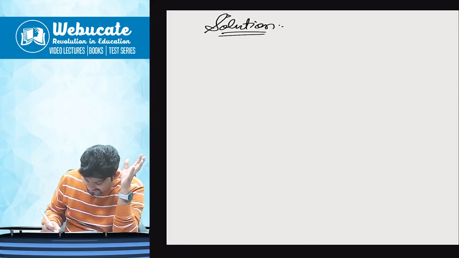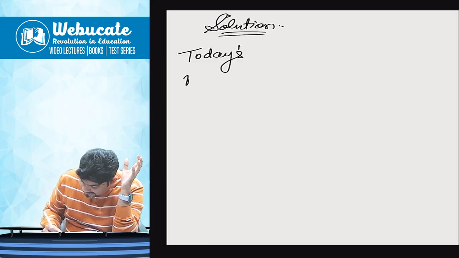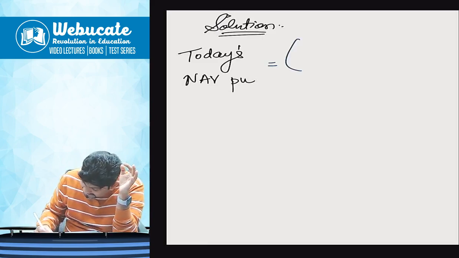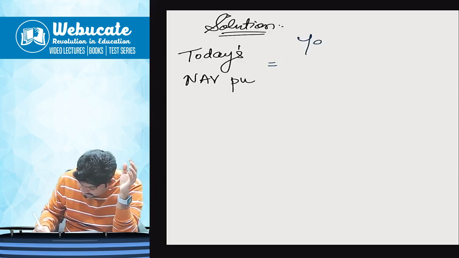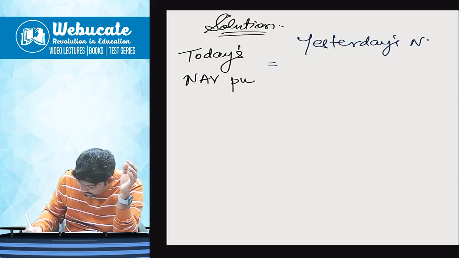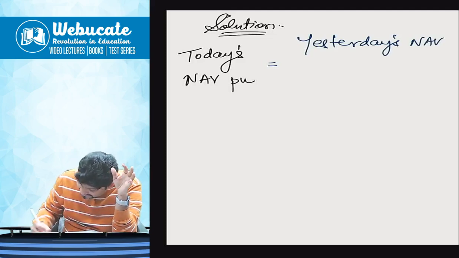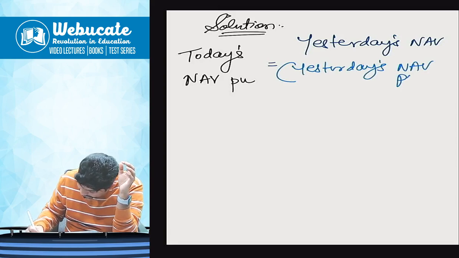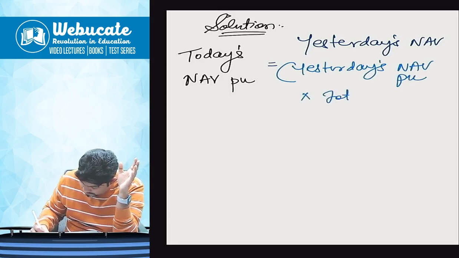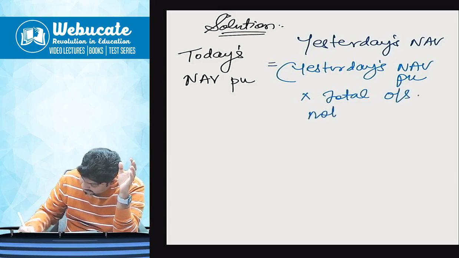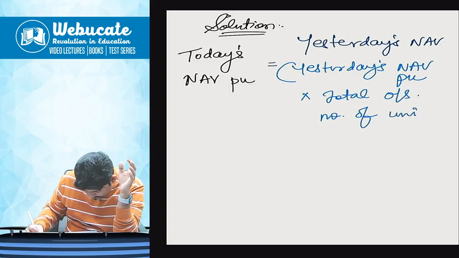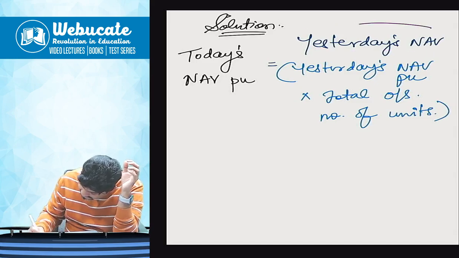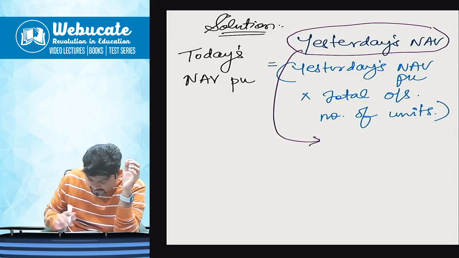So, what was yesterday's NAV? See, I have to calculate today's NAV per unit. Okay. Can I say today's NAV per unit is nothing but yesterday's NAV, which in turn is calculated as yesterday's NAV per unit multiply by total outstanding number of units. Am I right? So can I say this will give me yesterday's NAV? Sorry. This will give me yesterday's NAV. Got it? Which is how much?